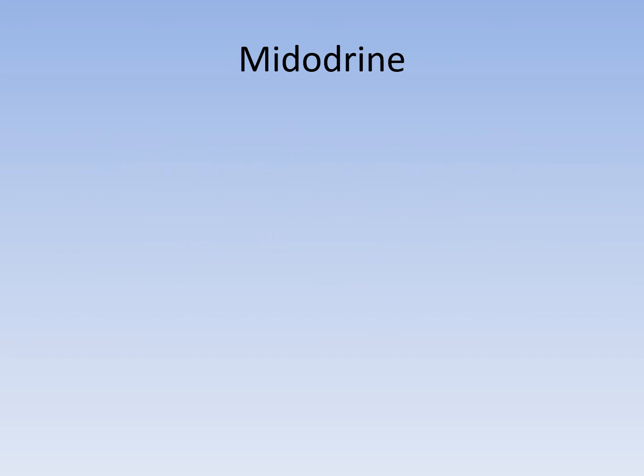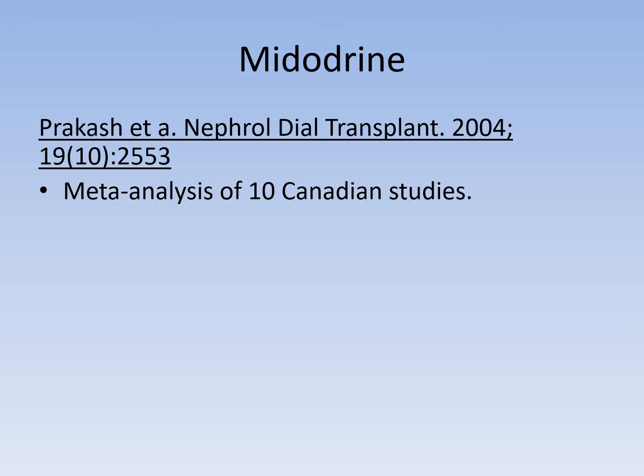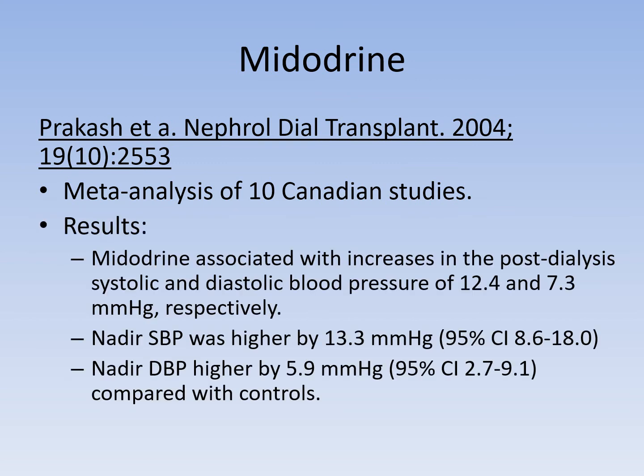Midodrine has been looked at in several studies, including this meta-analysis published by Prakash in 2004. This was a meta-analysis or a pooled study of 10 Canadian studies, and what they found was that midodrine use was associated with increasing the post-dialysis systolic and diastolic blood pressure by about 10 millimeters of mercury. So it raised the systolic blood pressure by about 13 points at its nadir and diastolic by about 6 millimeters of mercury at its nadir as well, compared to controls.